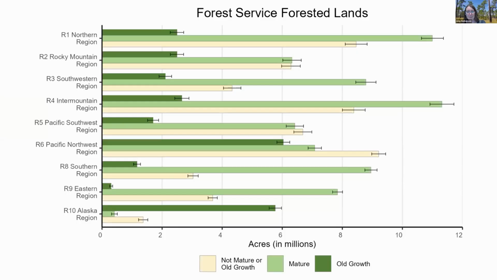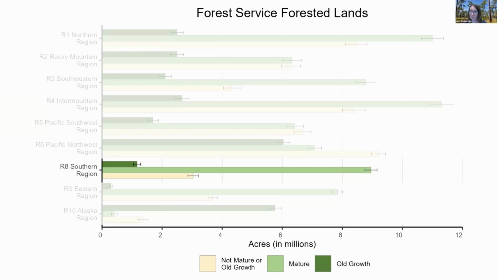So these are the Forest Service estimates for the old growth and mature inventory, which was completed as part of Executive Order 14072. The southern region does not have a lot of old growth, though it does have a lot of mature forest based on the inventory. This is due in large part to the land use history of the region.